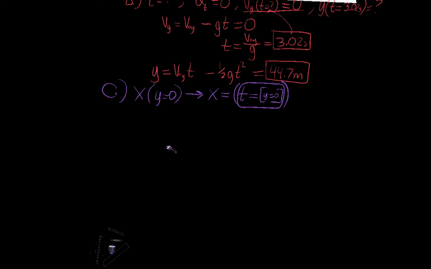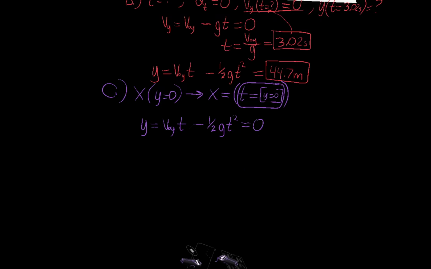Well, that means we're solving for t and setting y equal to 0 in our y equation. So v naught y t minus 1/2 g t squared, and y is equal to 0. That's the event. Y is equal to 0. And now we solve for t.